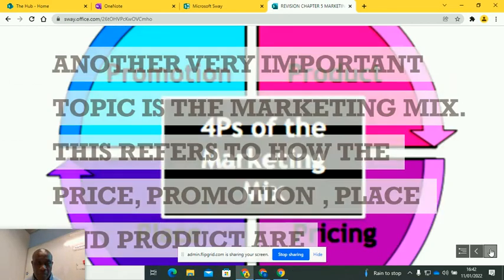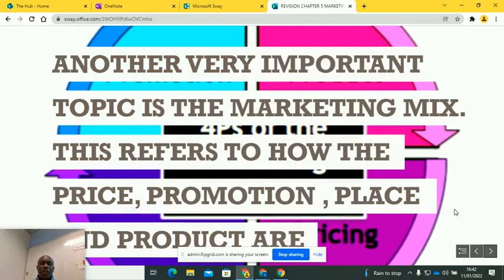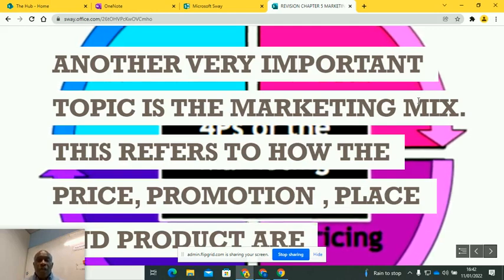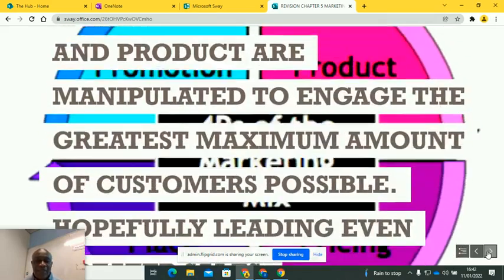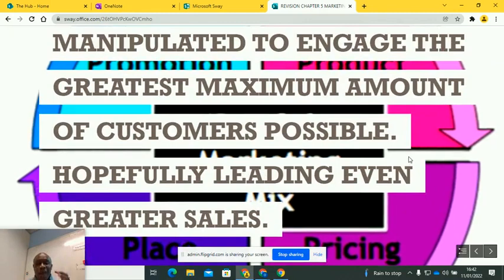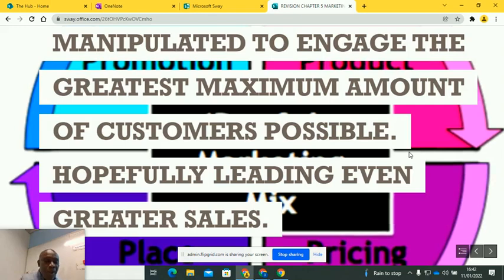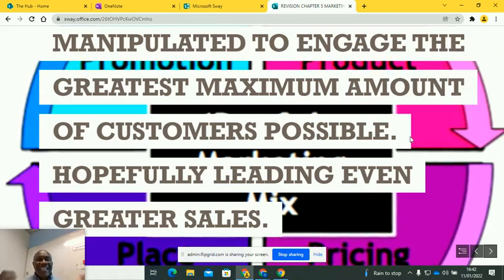Another very important topic is the marketing mix. This refers to how price, promotion, place, and products are manipulated to engage the maximum amount of customers. So how do you change your price or modify your products in order to reach the maximum amount of customers? That's the marketing mix. It's the 4 Ps. You must have heard of the 4 Ps.